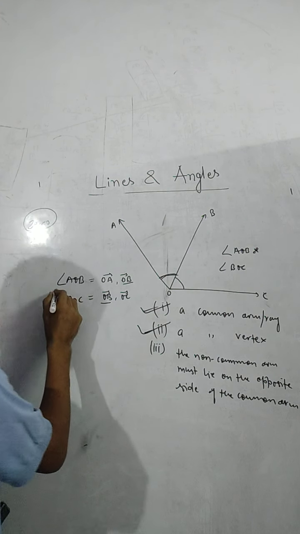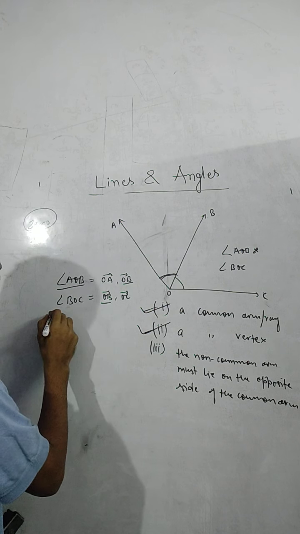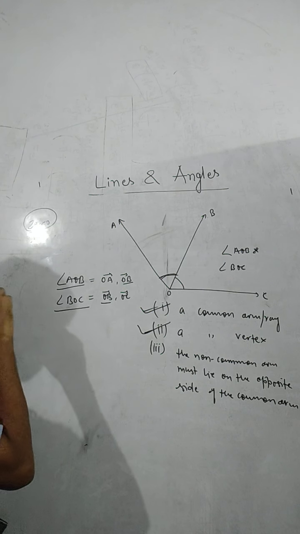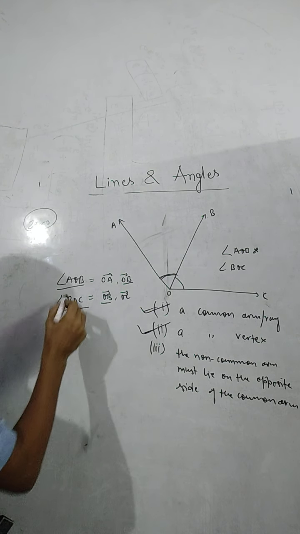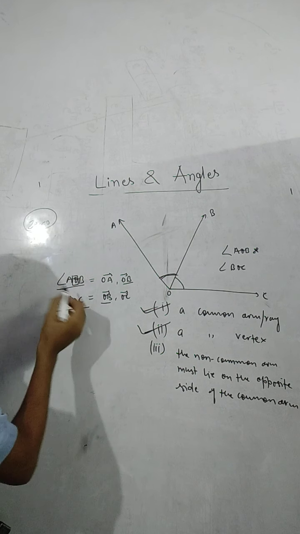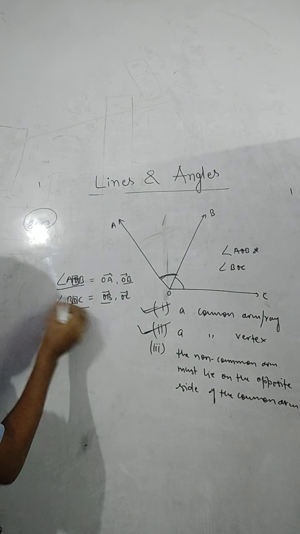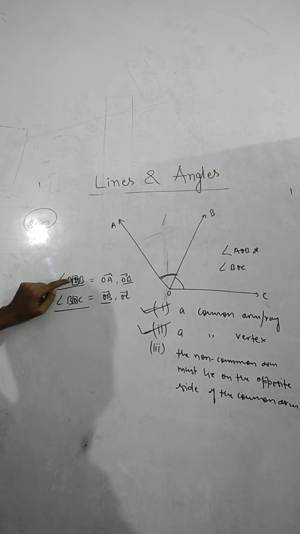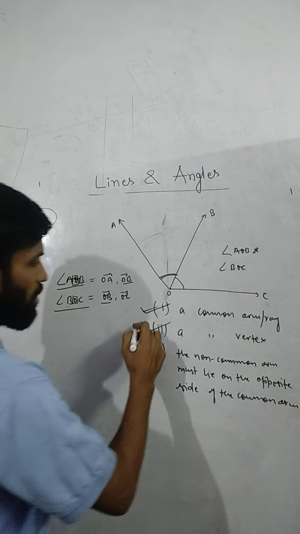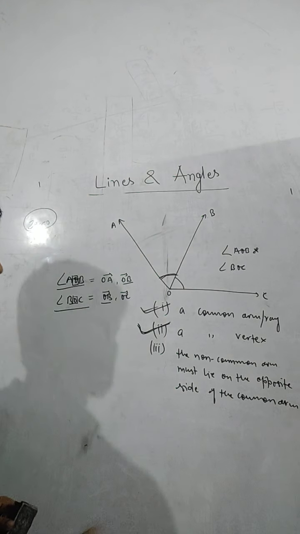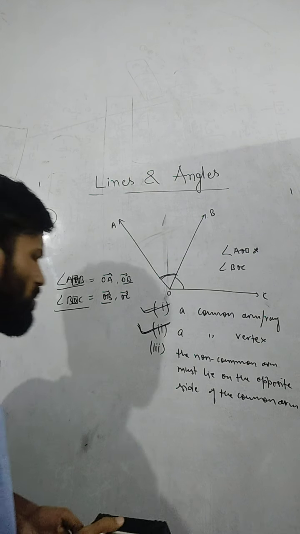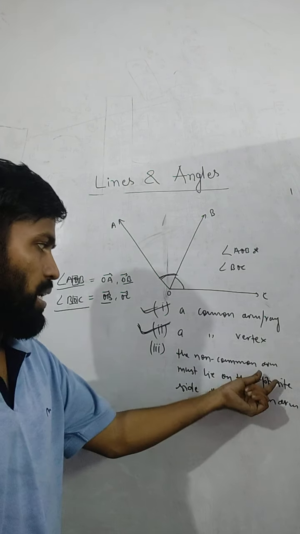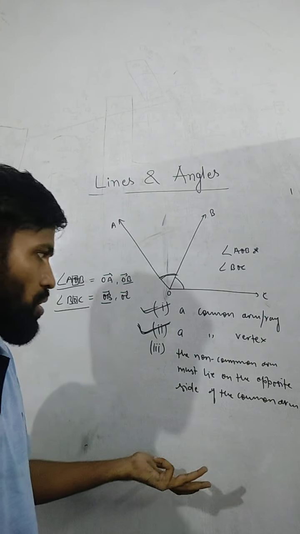See, angle AOB and angle BOC. As we learned earlier, the vertex is the middle letter, right? So in angle AOB, the middle letter is O. In angle BOC, the middle letter is again O, meaning the vertex is common. So the second condition is also satisfied. Third condition, the non-common arm. Obviously, the arm that is not common.